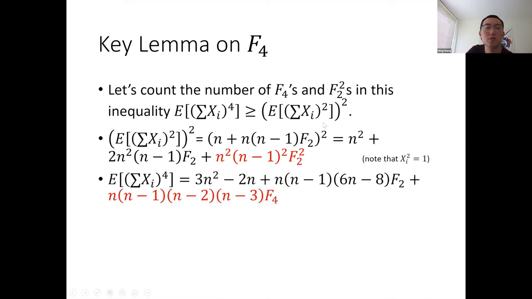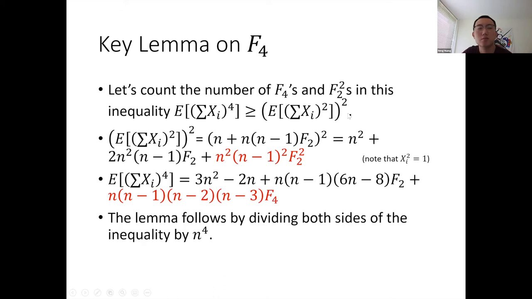We can do the same thing to the left-hand side. On the left-hand side, we have n times n minus 1 times n minus 2 times n minus 3 f4, plus some lower order terms. Then the lemma follows by dividing both sides of the inequality by n to the fourth, and then letting n go to infinity. The lower order terms will be gone, and we'll be left with f4 is at least f2 squared. Any questions?